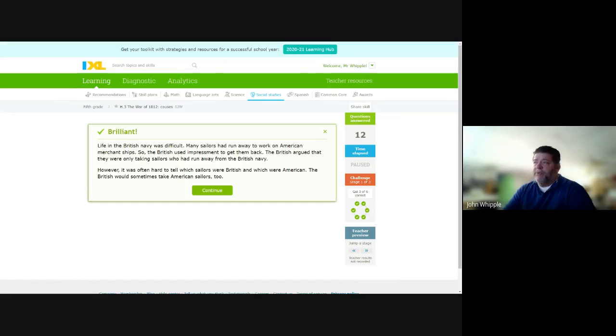The British would sometimes take American sailors too, especially if you're a big, strong guy and they said, oh yeah, that guy's clearly British. They didn't want the weak, spindly ones. They wanted the big, tough, buff-looking guys.